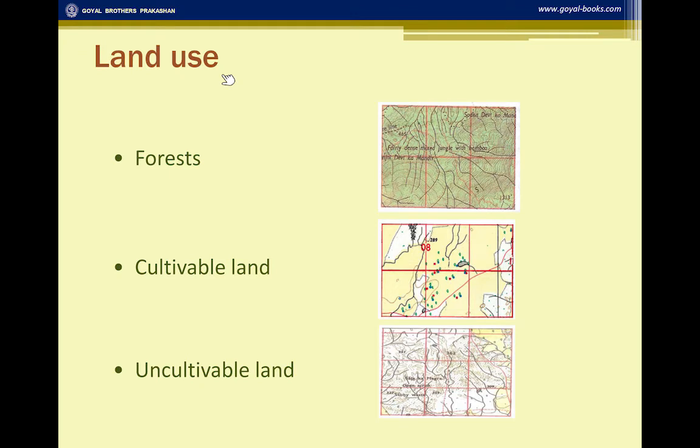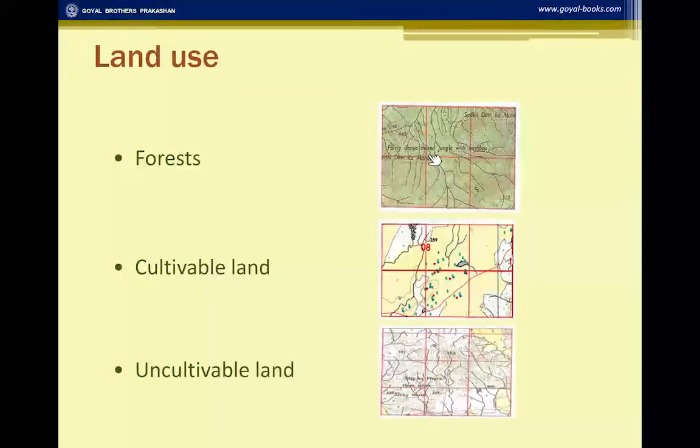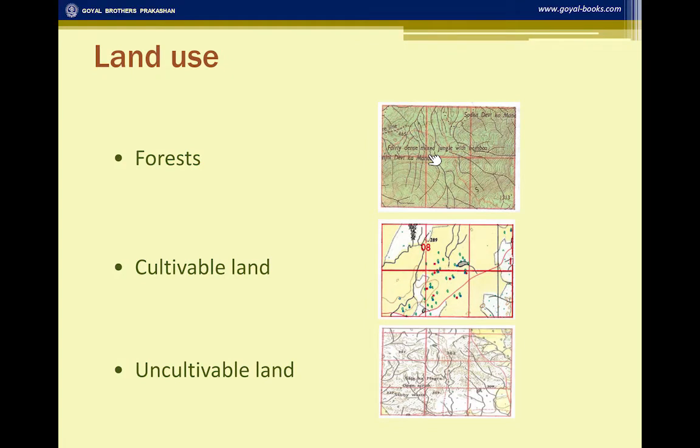The forests are generally shown in green with the writing on top: fairly dense mixed jungle with bamboo, open mixed jungle, dense forest. All these words are written there. So in case the question comes, what type of forests are found there, you can just state what is written there. You don't have to mention what you study in geography, deciduous and evergreen and all that. You just have to state what is written here. In this case, it is written fairly dense mixed jungle with bamboo.